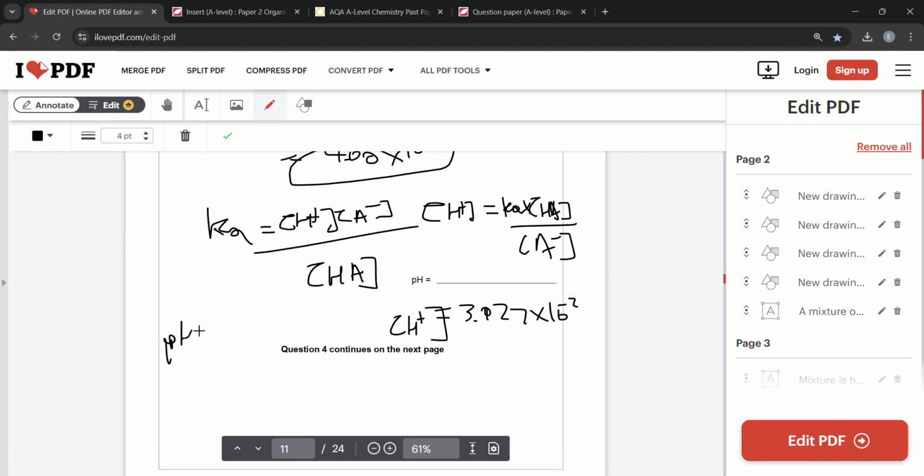Therefore pH equals minus log10 of [H+]. Substitute that in. You should calculate 1.406, but we want 2 decimal places because it's pH, so 1.41 to 2 decimal places.